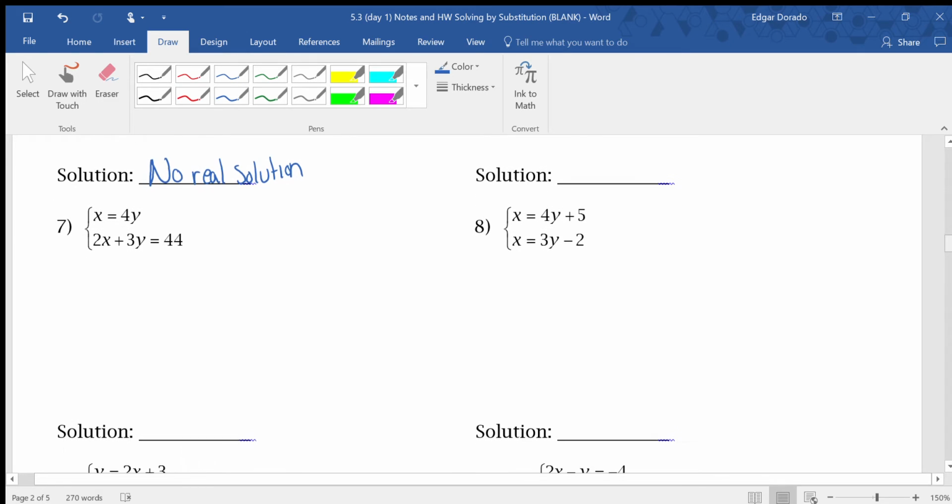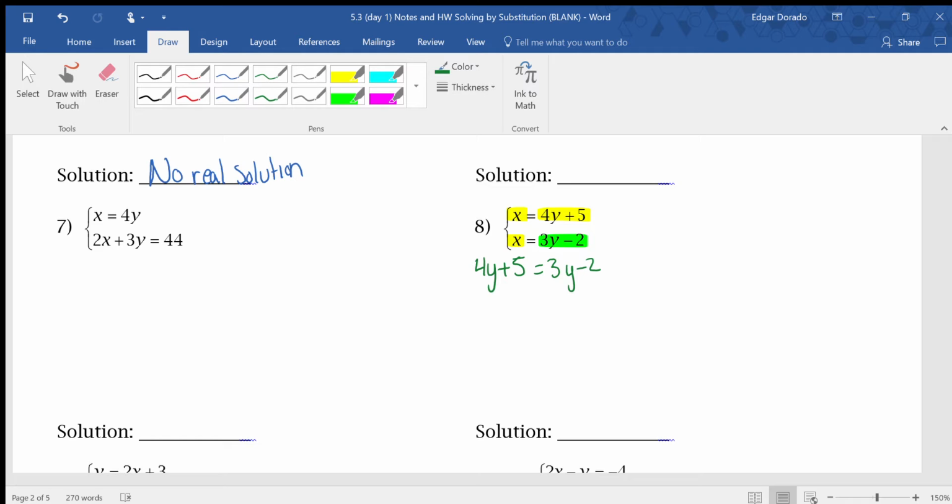Number 8 is not necessarily a special case, but it is kind of special. So let's go ahead and see. Again, ask yourself which variable already is set equal to something else. We'll notice here that x equals all of that, but this x also equals all of that. Well, if those two things are equal to x, then they must be equal to each other. So I can set this up as 4y plus 5 equals 3y minus 2.